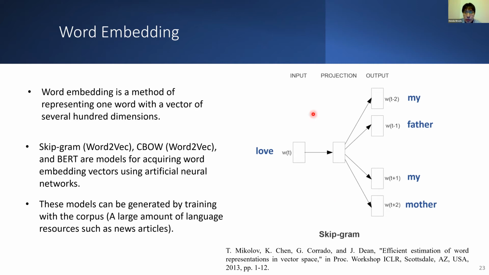This is an example of skipgram. The skipgram model is trained to output the words before and after the word which is input into it. If "love" is input into this model, then this model will be trained to output "my father" and "my mother". This sentence is, "my father loves my mother." Word embedding vectors will be extracted from the parameters of the skipgram model.